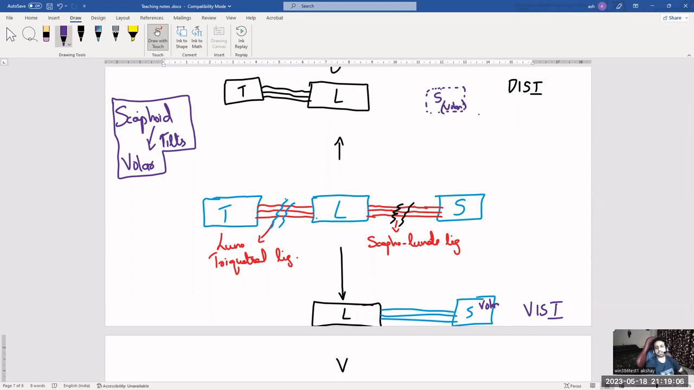So this is the schematic diagram of what happens in DISI and VISI type of carpal instability. This is the normal orientation, where the lunate and the scaphoid are attached by the scapholunate ligament, and the lunate and the triquetral are attached with the lunotriquetral ligament respectively. And you need to remember the scaphoid, as you know, is on the radial side. So this scapholunate ligament injury is very common.